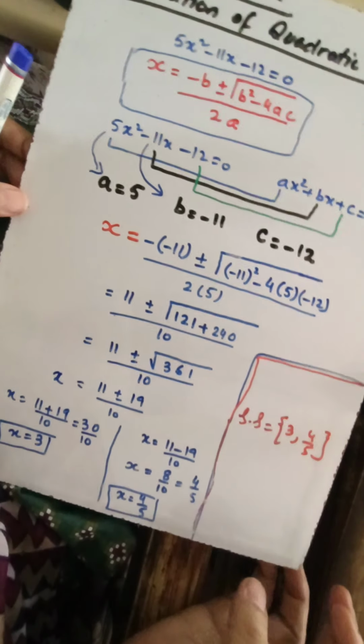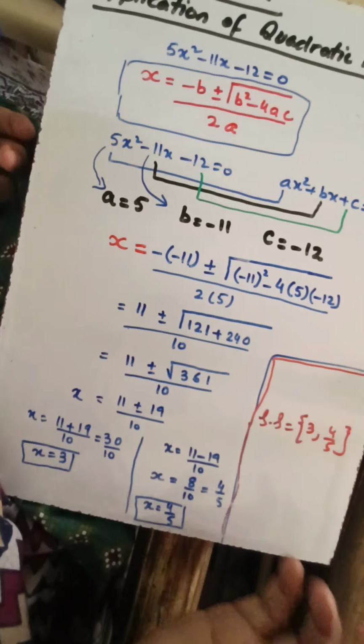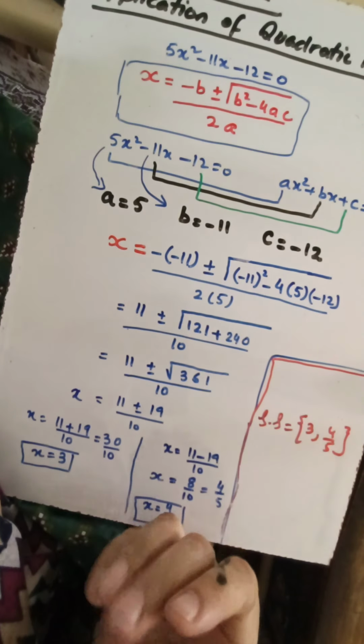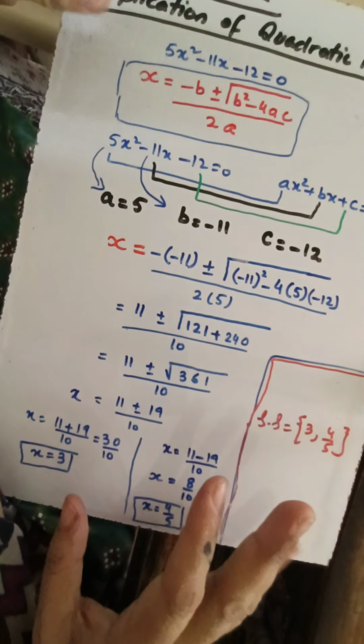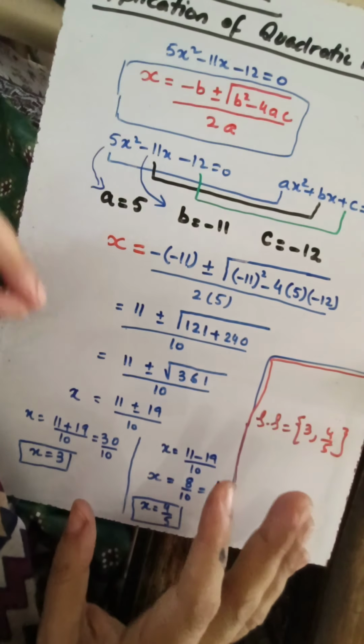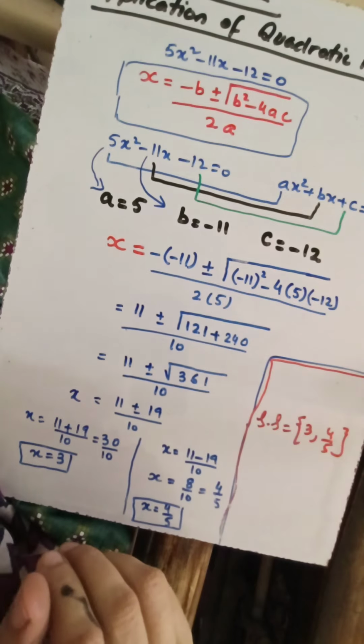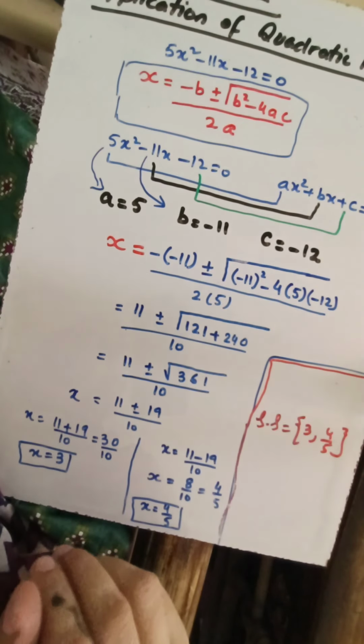And this is how you solve the quadratic equation by using the quadratic formula. This is the simplest method because we don't have to think about anything. We just have to pick the coefficients, put them in the formula and get to the answer. So this is how we apply the quadratic formula.